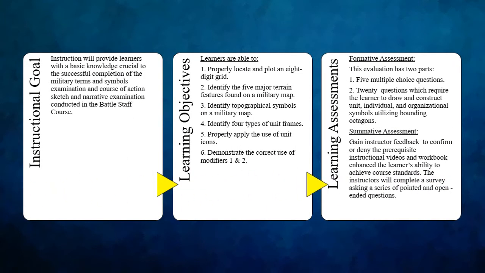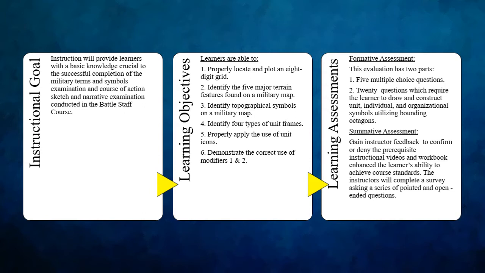Learning assessments. Formative assessment. This evaluation has 2 parts. Part 1 consists of 5 multiple choice questions, and Part 2 consists of 20 questions which will require the learner to draw, construct unit, individual, and organizational symbols utilizing bounding octagons.